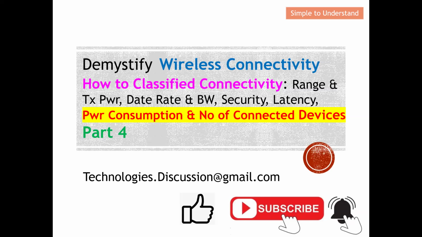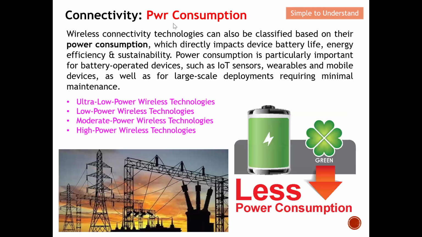Let's quickly understand how we can classify the different types of wireless connectivity in terms of power consumption. Wireless connectivity technologies can also be classified based on their power consumption, which directly impacts the device battery life, energy efficiency, and sustainability. Power consumption is particularly important for battery-operated devices such as IoT sensors, wearables and mobile devices, as well as for large-scale deployments that require minimum maintenance.